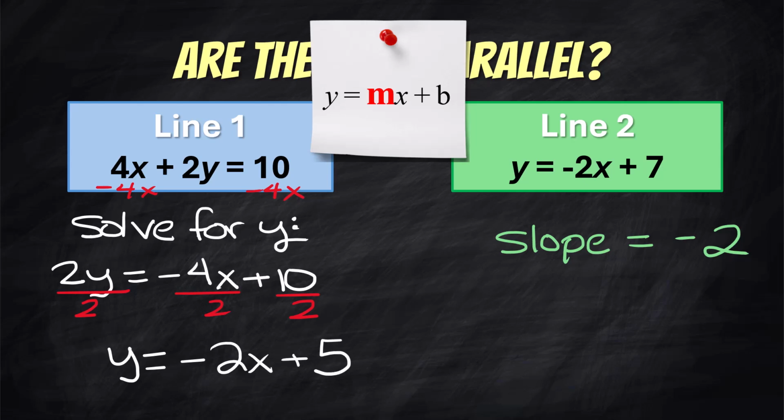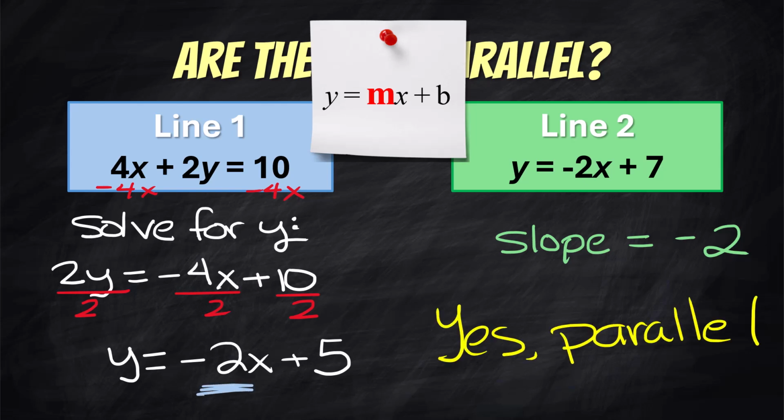So now I can see that the slope of my line 1 is also -2. There's a yes. These lines are parallel. If I would have gotten any other number besides -2, the answer would have been no.